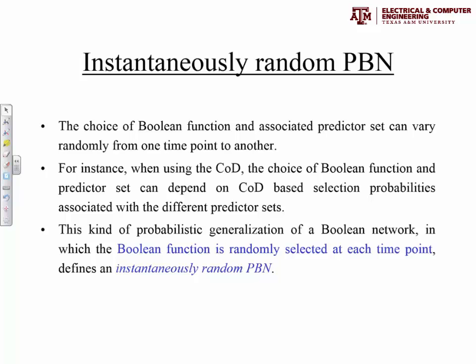But this might have too much randomness in it, because what the biologists believe is that maybe you have a Boolean network running for a while, and then suddenly, in response to some external stimulus, the network flips, the network changes. So you really don't need to be changing the network function or the predictor function at every time step. But there should be some possibility for change. That gives you what is called a context-sensitive probabilistic Boolean network, and that's what I will talk about next.